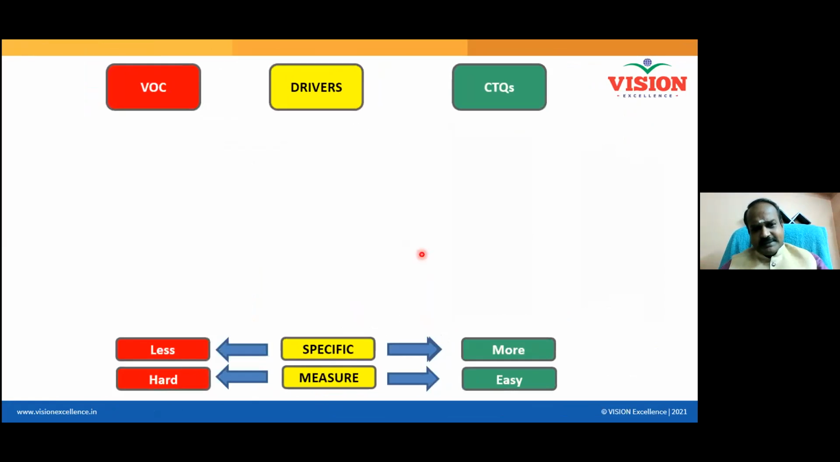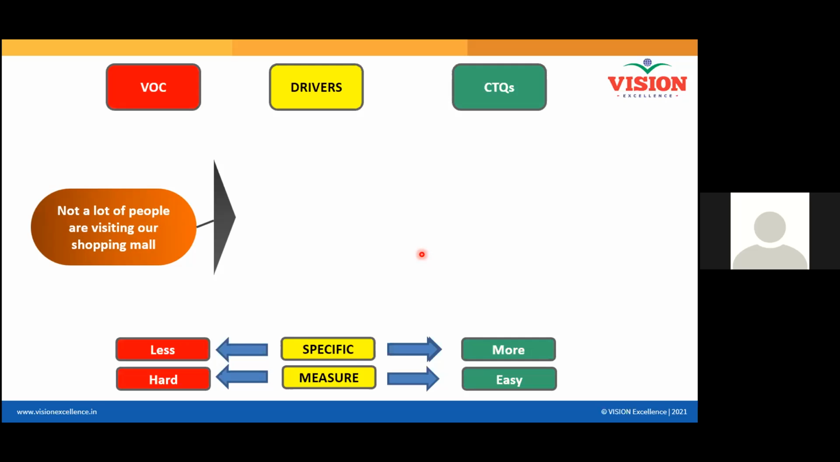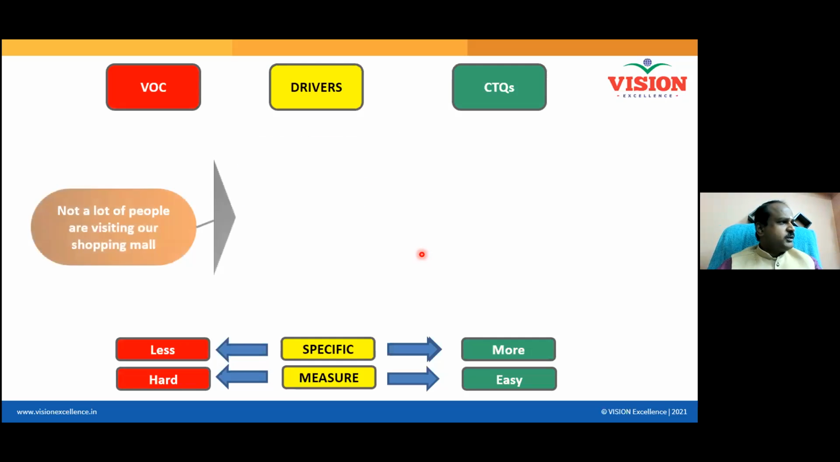Right. Now the point is, how can I narrow down a vague problem given by a customer into a measurable metric? The tool you can use is CTQ tree. For example, the first one. Can somebody read a statement? Somebody read the statement. Not a lot of people are visiting our shopping mall. Oh, you are a big shopping mall owner, but people are not coming. Now, is it a problem? Is it an opportunity for improvement? Definitely, right? And so, but in order to measure your pain, I am breaking down into drivers.